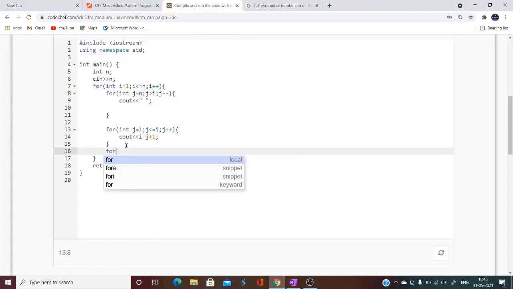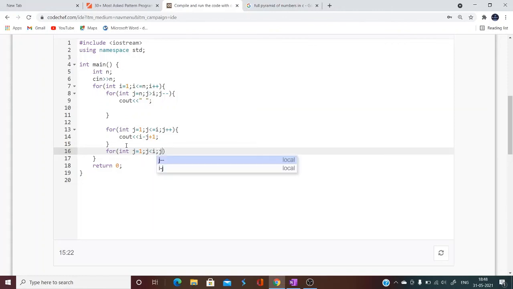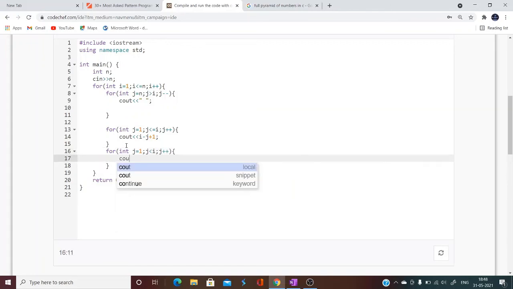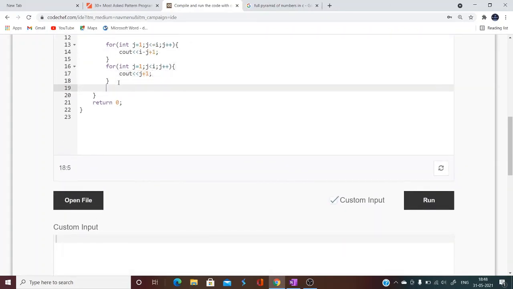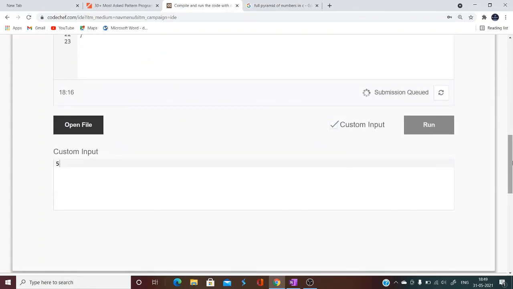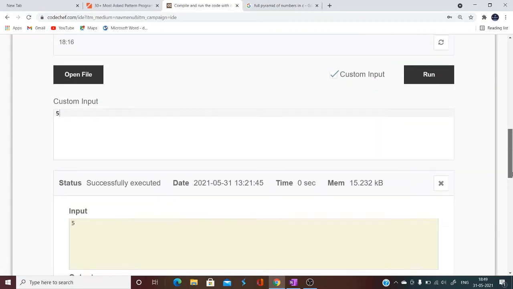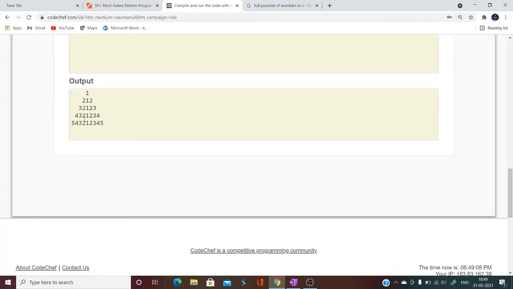The next for loop is for int j equal to 1, j less than i, right? Because j is iterating only 2 times for i value 3, j plus plus, and cout j plus 1. Now don't forget to keep endl, because we have to enter the next line. Cout endl, and I've given input like 5, and I'm running it now. We'll see. See, we have got this.